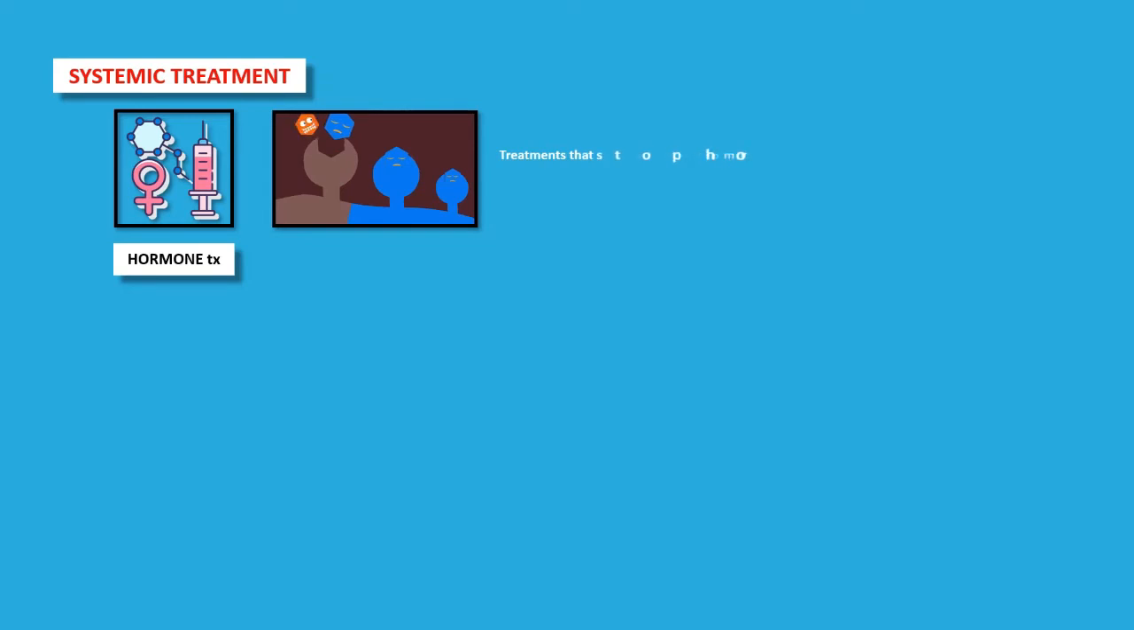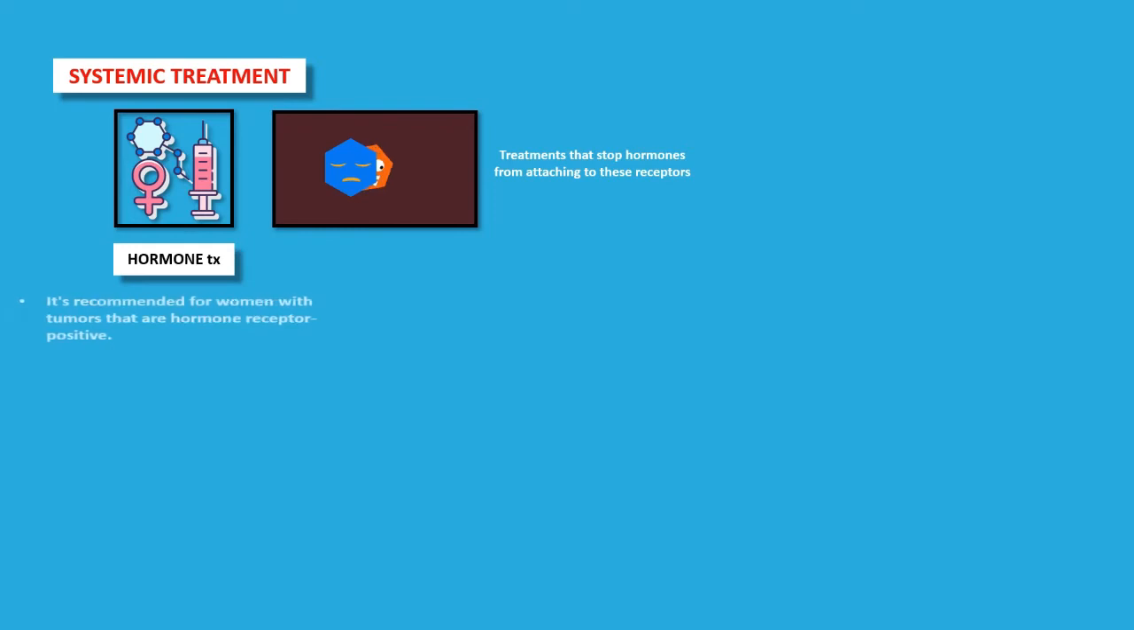Treatments that stop these hormones from attaching to these receptors are called hormone or endocrine therapy. Hormone therapy can reach cancer cells almost anywhere in the body, and not just in the breast. It's recommended for women with tumors that are hormone receptor positive. It does not help women whose tumors don't have hormone receptors.